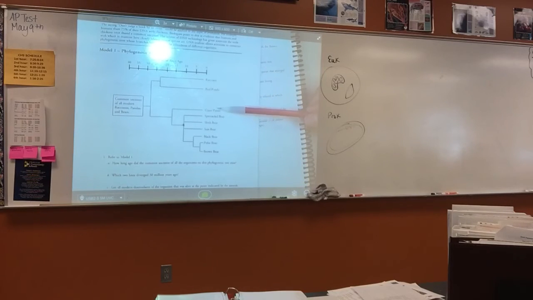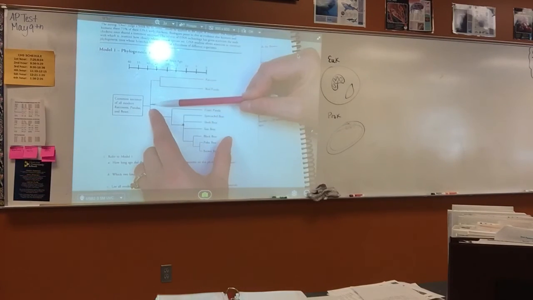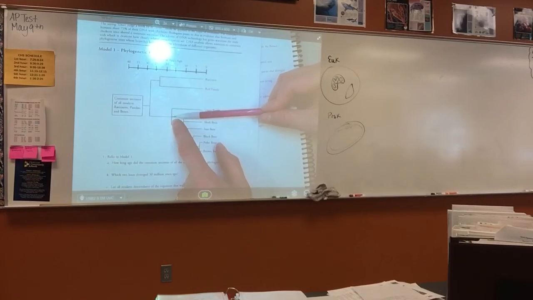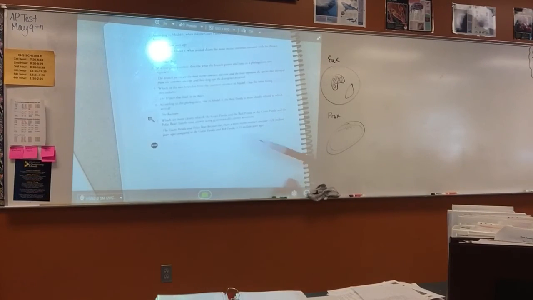So what you have to do is look back to the most recent common ancestor. If we compare the giant panda and the red panda, their most recent common ancestor is all the way back here, versus the giant panda and the polar bear, their most recent common ancestor is right here. So they have a more recent common ancestor, which means that they're more closely related. All right.